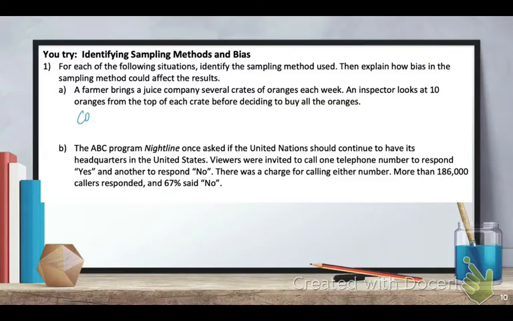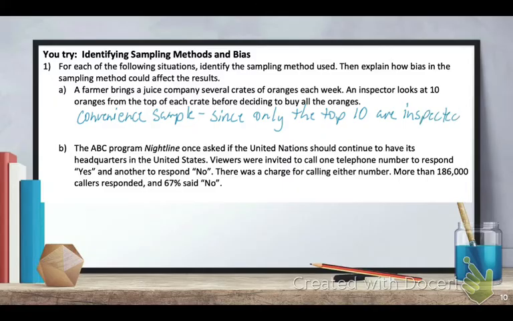So this sounds like a convenience sample if the inspector is just grabbing 10 oranges from the top. That means that not every orange in the crate has an equal chance of being inspected. And so that would create some bias there, with certain oranges being under or overrepresented because only the top are inspected. And because of that, the inspector could over or underestimate the quality of the oranges.